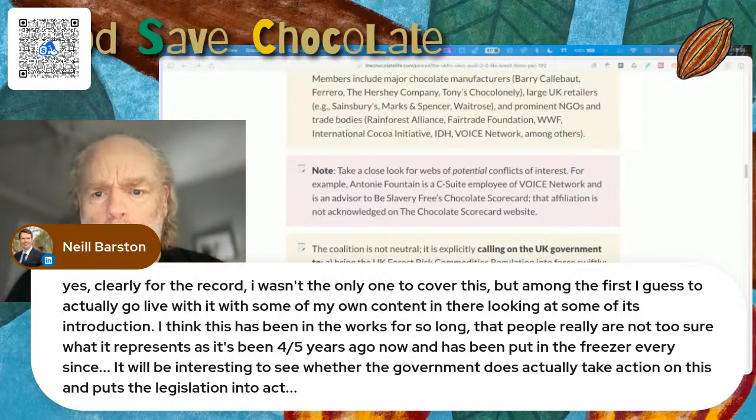I think that this has been in the works for so long. People really are not too sure what it represents, that was 4 to 5 years ago now, and it's been in the freezer ever since. Absolutely. So we talk about the UKFRC, the Forest Risk Commodities regulations. 2021, I believe, is when it was introduced into Parliament, and the enabling regulation, the regulatory framework underneath it, has not been enacted by Parliament. And this is one of the explicit things that the UK Cocoa Coalition wants to do. It wants to lobby Parliament, wants to lobby regulators to do this soon. Right, so that's definitely what the UKCC is about to do. It will be interesting to see whether government actually does take action on this and puts the legislation into act.